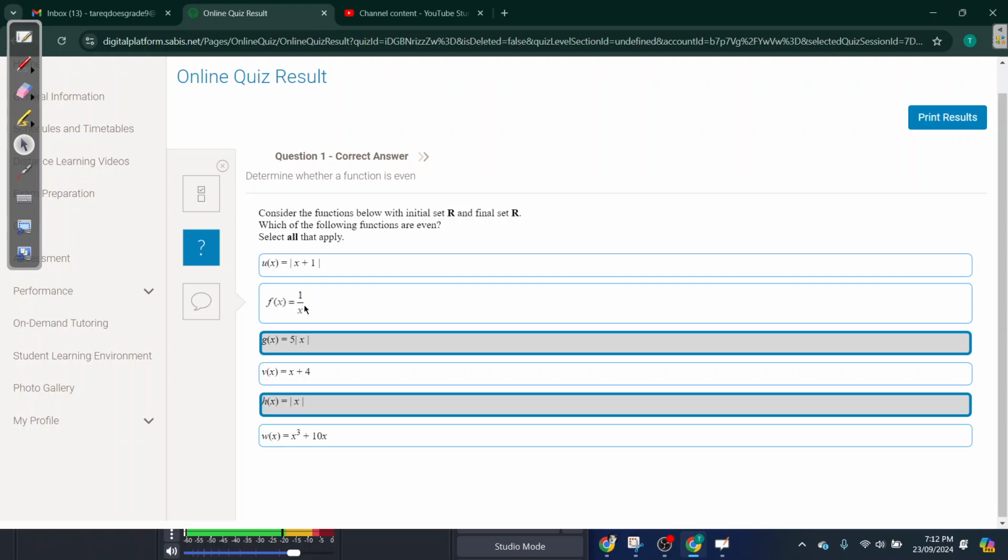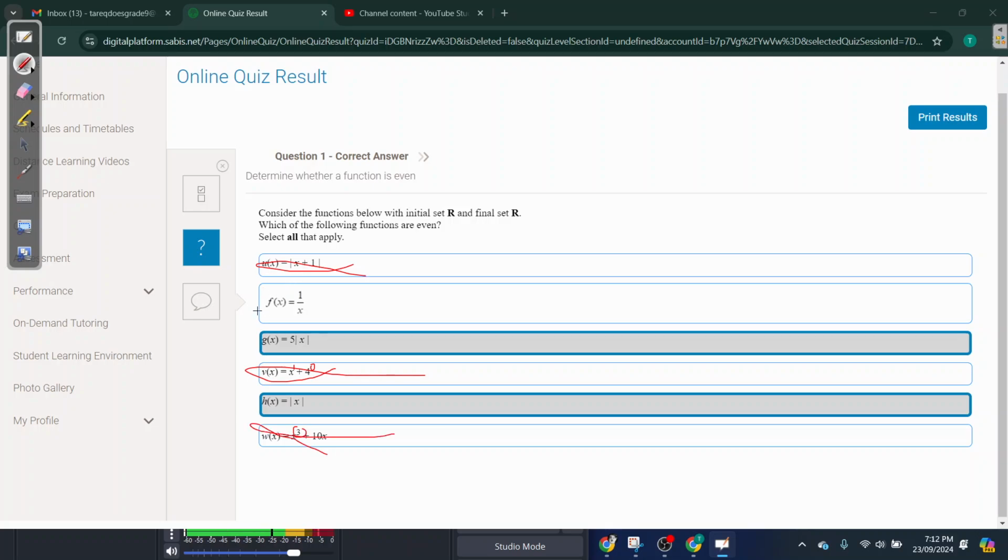1 to the 1 over x. Let's try eliminating ones we definitely know aren't even. So this is not even. This one we'll leave for later. This is definitely not even because this has a degree of 1. Ignore this, that has a degree of 0. So this is not even. This has a third degree, so this is not even.